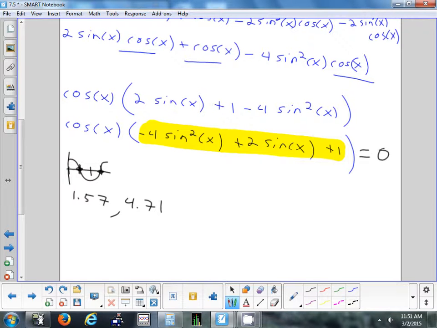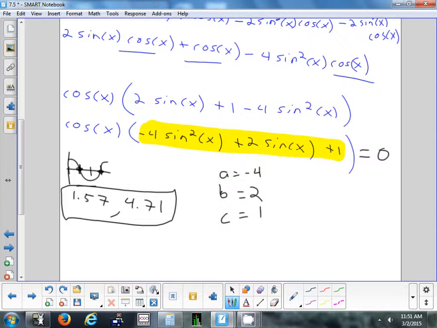Now we've got to figure out the values of x that make the quadratic 0. Let's put these off to the side. So those are two answers. In this part, treat it like a quadratic. A is negative 4, B is 2, C is 1. Now do your quadratic formula. Just remember when you're done, it's not x equals, it's sine x equals.